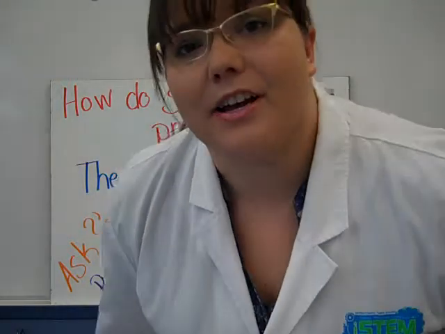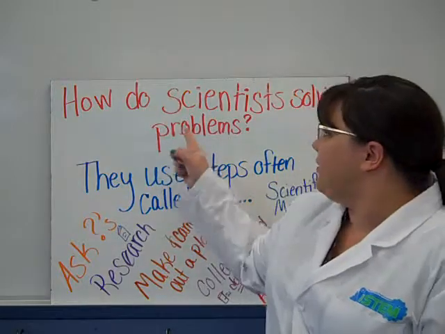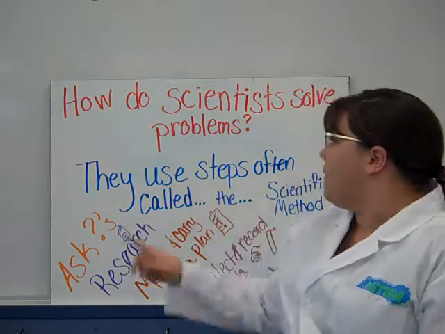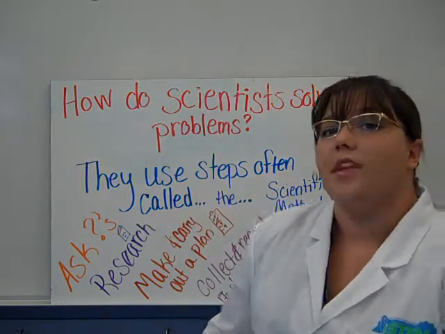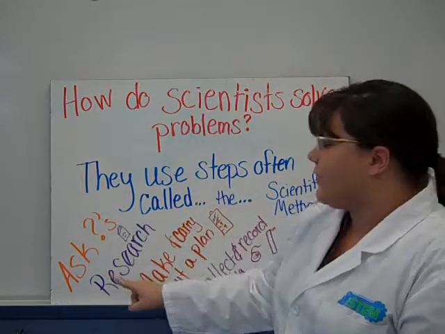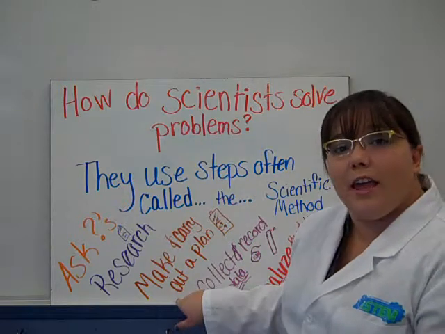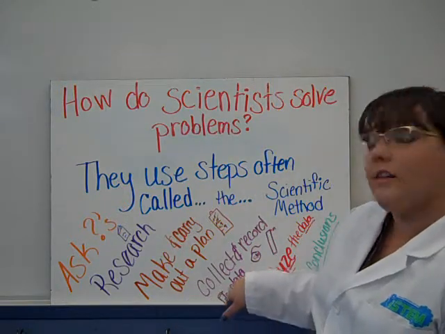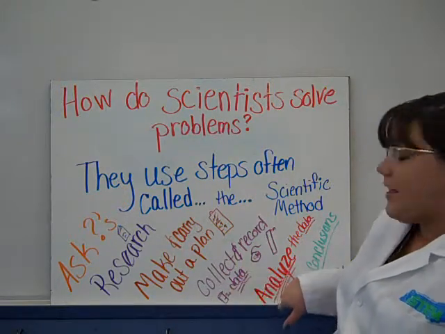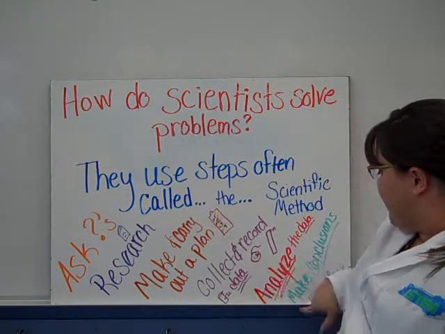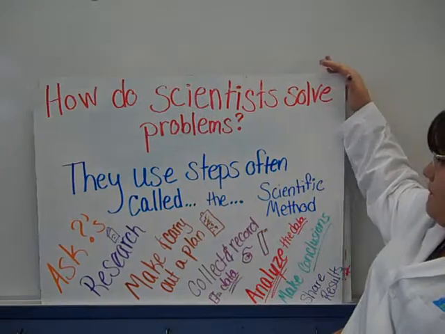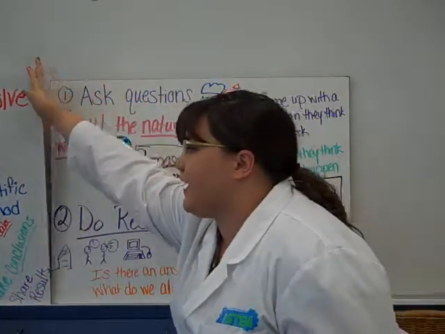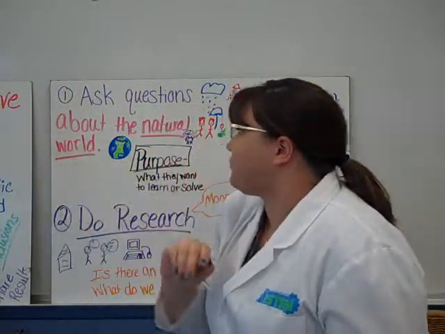Hey guys, today we're going to talk about the scientific method and how scientists solve problems. Well, they use steps that are often called the scientific method. They ask questions, they do research, they make and carry out a plan, they collect and record data, they analyze that data, they make conclusions, and they share their results. Let's go ahead and look at that a little bit further.